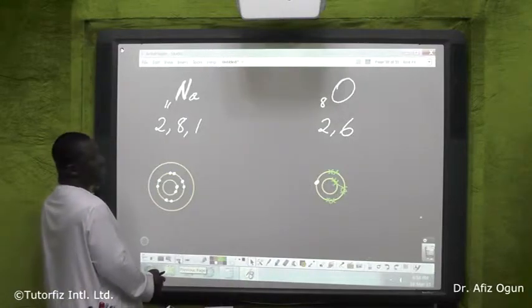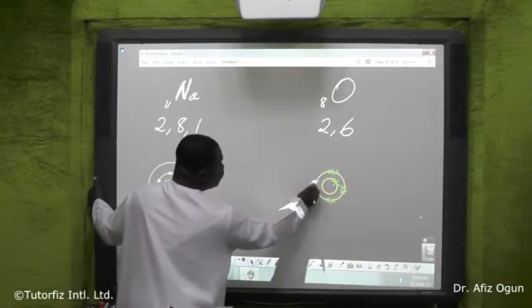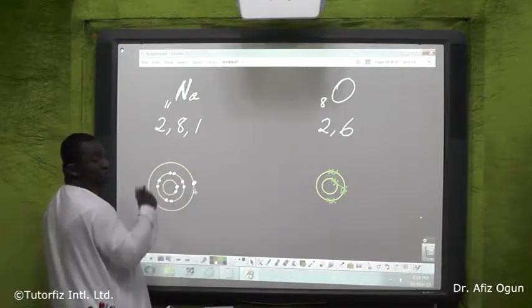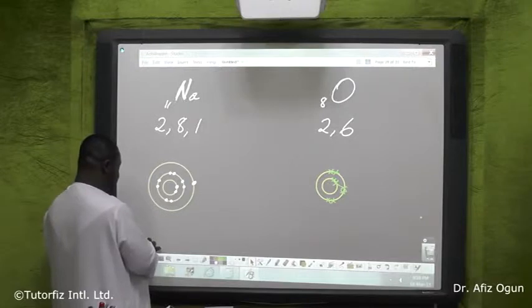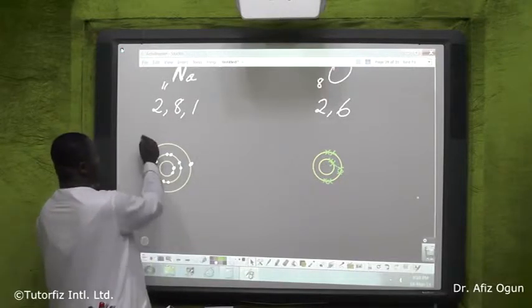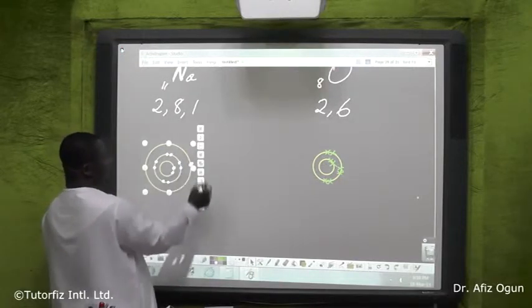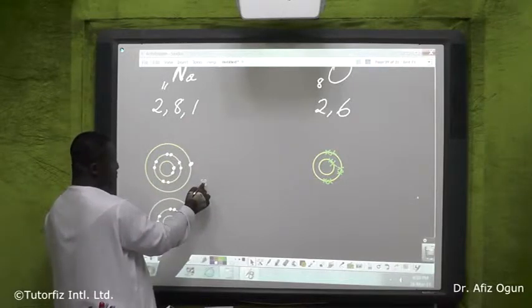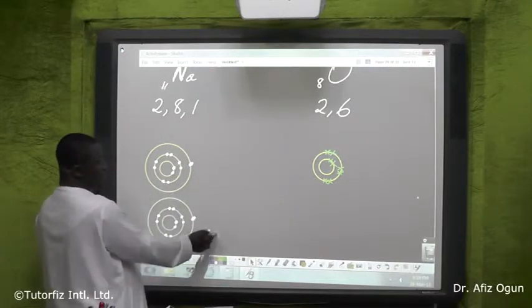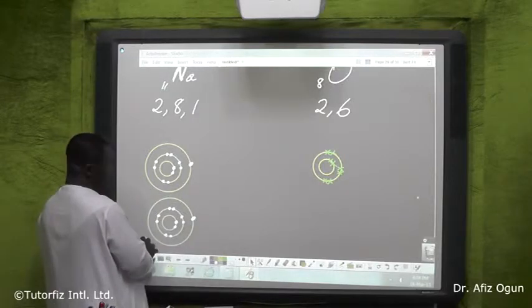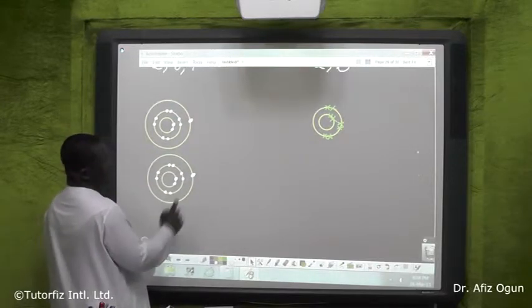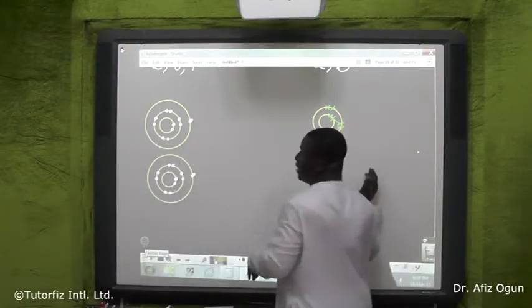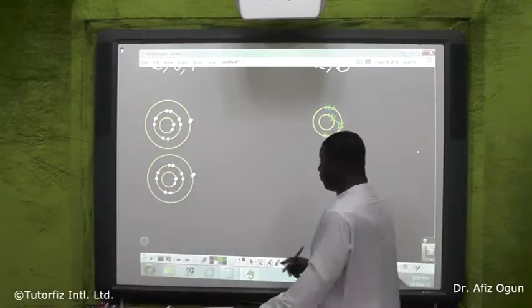So that means we need 2 electrons. The oxygen needs to gain 2 electrons. Where does it get this? That means we need another sodium. So we have 2 sodium, 2 sodium losing their electrons to just 1 oxygen. Now draw this.